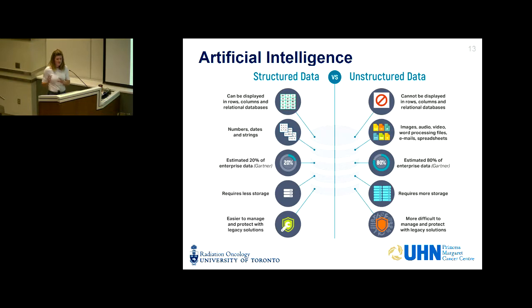Unstructured data is everything else, 80% of the world's data, and that is images, videos, emails, text, all that stuff that just can't be stored as easily, and it's so much more unwieldy to deal with.